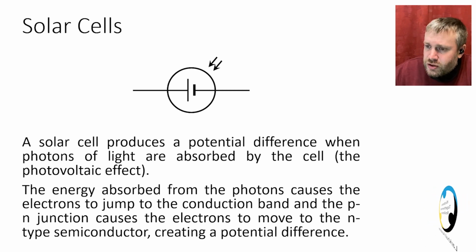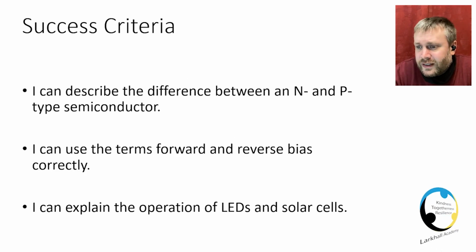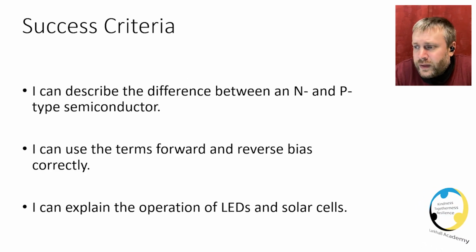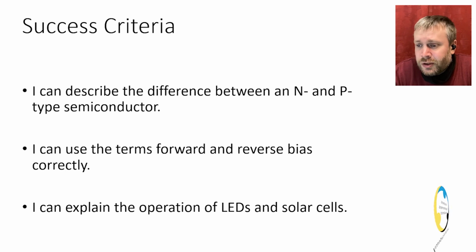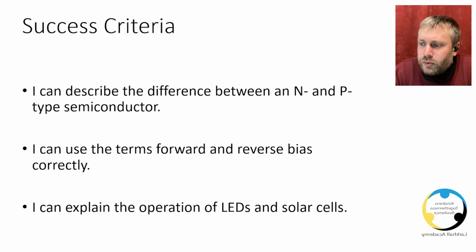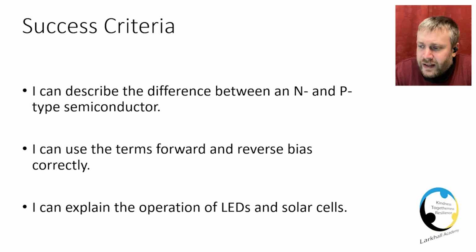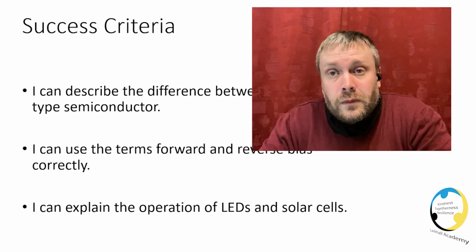But before we finish, let's just recap on our success criteria. I can describe the difference between an N-type and a P-type semiconductor. I can use the terms forward and reverse bias correctly. I can explain the operation of LEDs and solar cells. Hopefully you're able to do all of them well now.